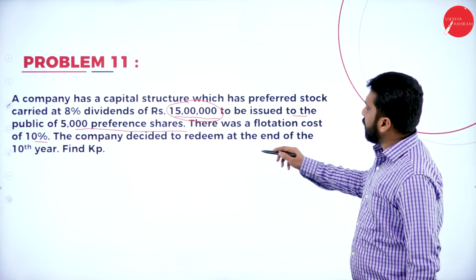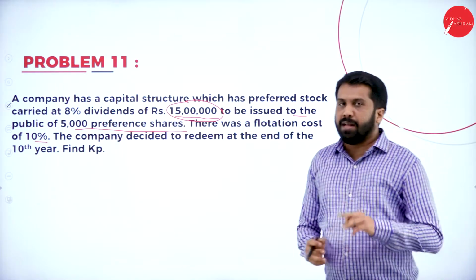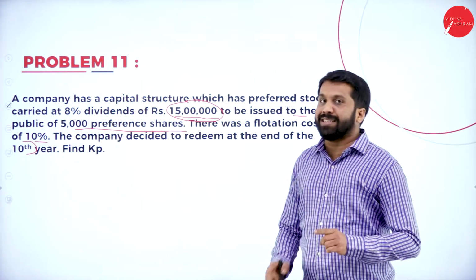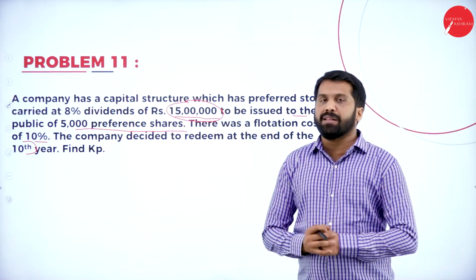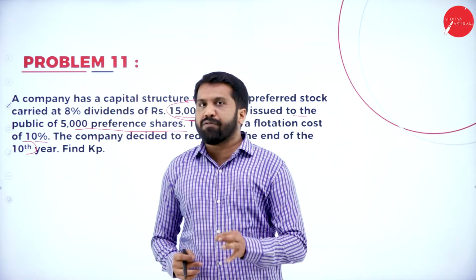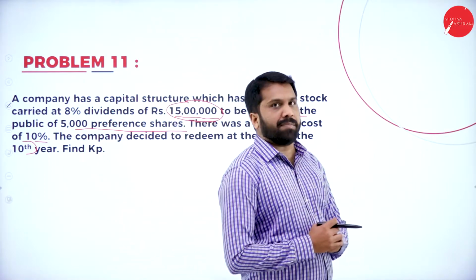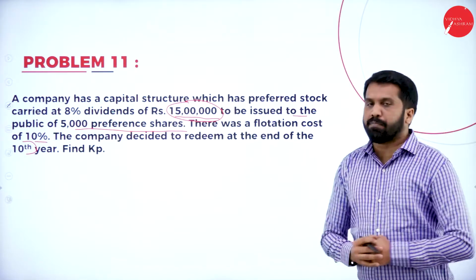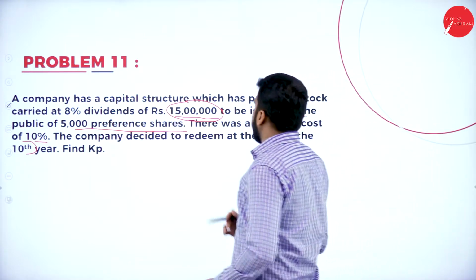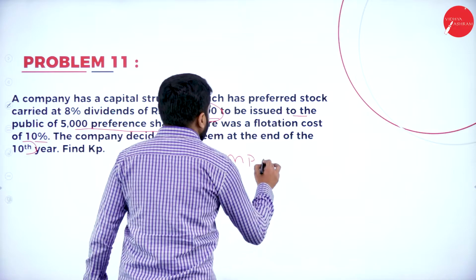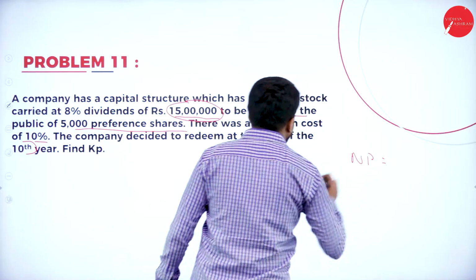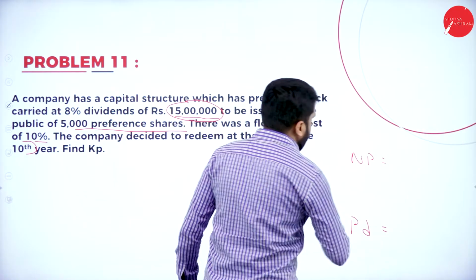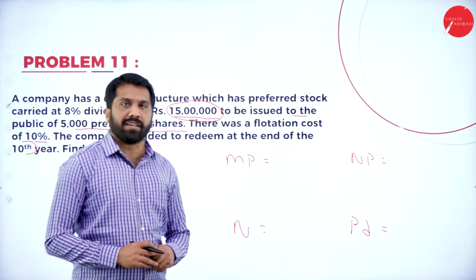The company decided to redeem at the end of the 10th year. Wherever they have mentioned the number of years, remember, it is nothing but redeemable preference shares. Now, find out the cost of preference shares. Which are the information we require? We require MP, NP, the number of years, and the preference dividend. These are the informations we require for our calculation.